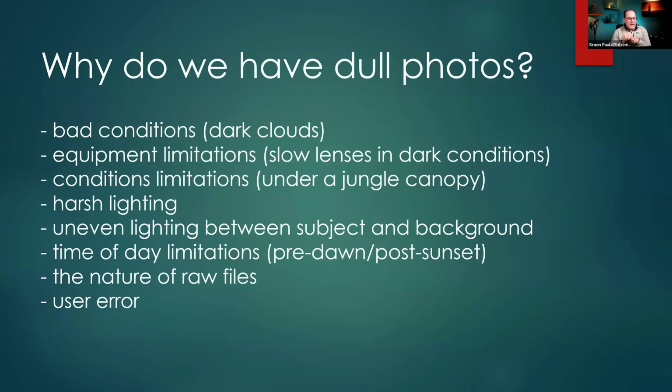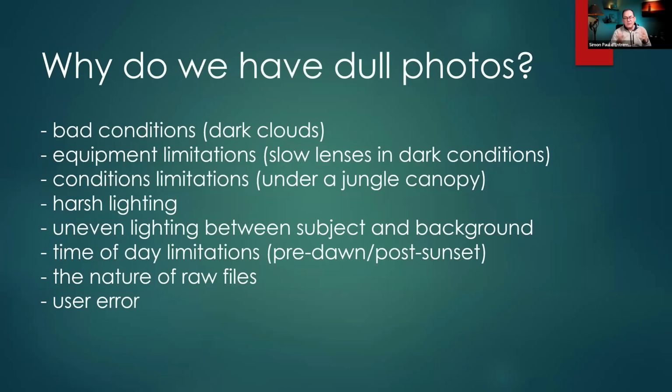So we're out in bad conditions, dark clouds. We've got equipment limitations. Fast lenses are really expensive, so we might have a slow lens in dark conditions. We have conditions limitations. We might be under the jungle canopy where it's really dark. We may have harsh lighting, that maybe you find something in the middle of the day and the light is really harsh. That actually makes for a dull photo in a different type of dull. We might have really uneven lighting between the subject and background. We might have subject in the shade, background in the sun, or vice versa.